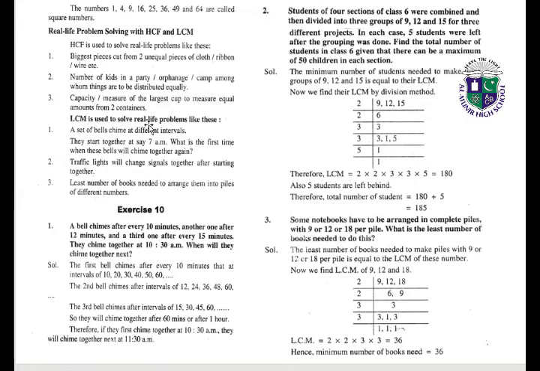LCM is used to solve real life problems like these: a set of bells chimes at different intervals. They start together at say 7 a.m. What is the first time when these bells will chime together again? Traffic lights will change signals together after starting together. Least number of books needed to arrange them into piles of different numbers.